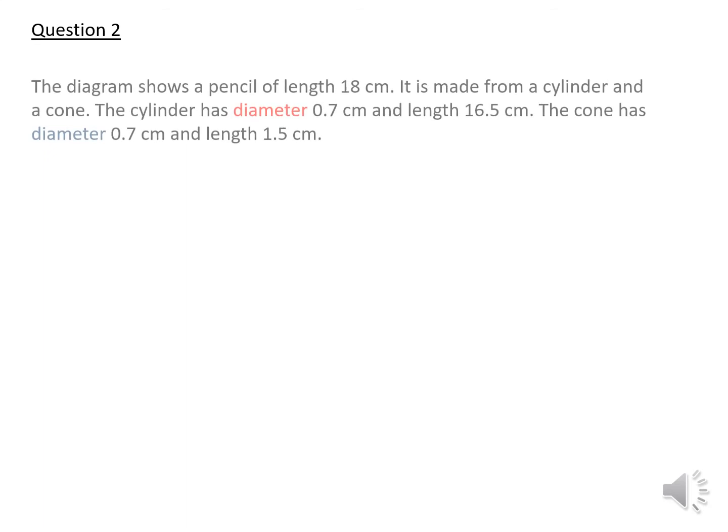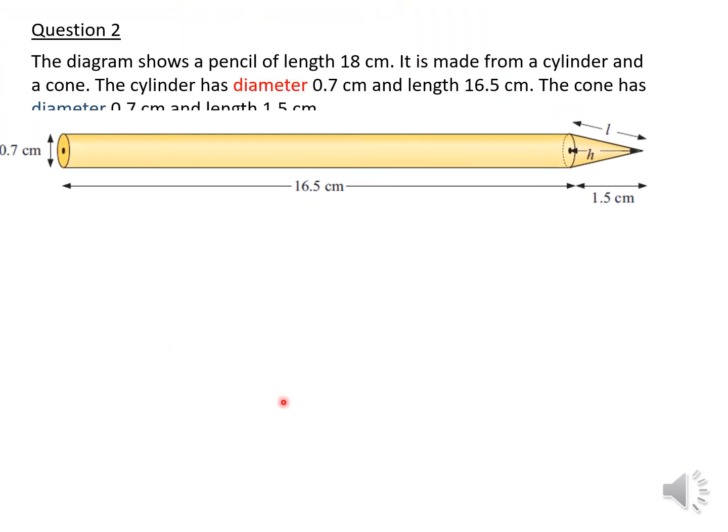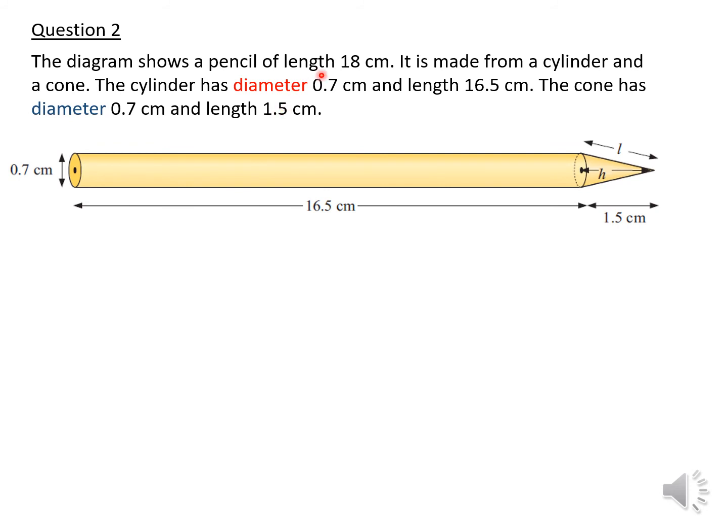Right, this brings me to question 2. So what they are saying here, do we have a diagram? Let me bring in the diagram here. It's a diagram of a pencil. And the length of the pencil is 18 centimeters. That is from 16.5, add 1.5 more. You get 18 centimeters. And it's made from a cylinder and also a cone.